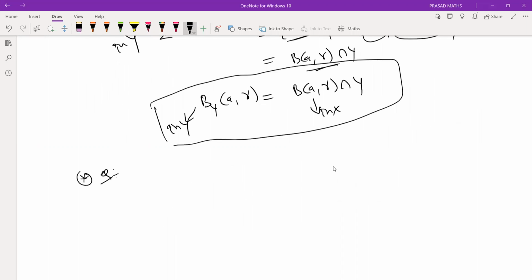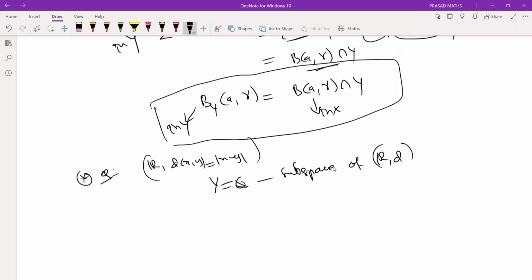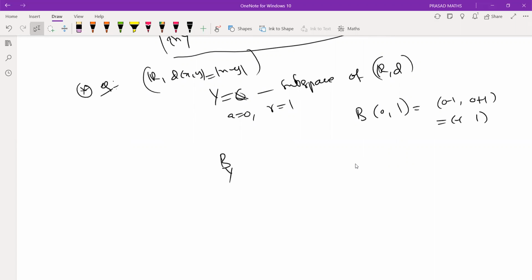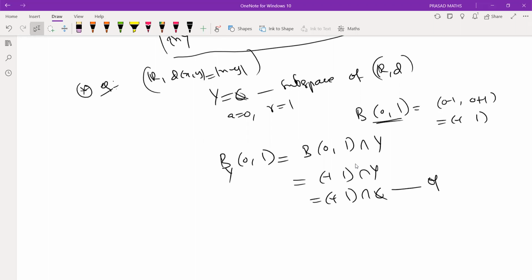Suppose you take R with respect to the usual metric. Suppose my Y is Q. Q itself is a metric space, a subspace of R with respect to this metric. Suppose you take A equals 0 and my radius is 1. What is my open ball centered 0 with radius 1? Already told you, it is A minus R, A plus R, that means minus 1 comma 1. Then the open ball in Y is minus 1 comma 1 intersection with Y, that means minus 1 comma 1 intersection with Q. So it's an open ball in Y, meaning Q. Is it clear?